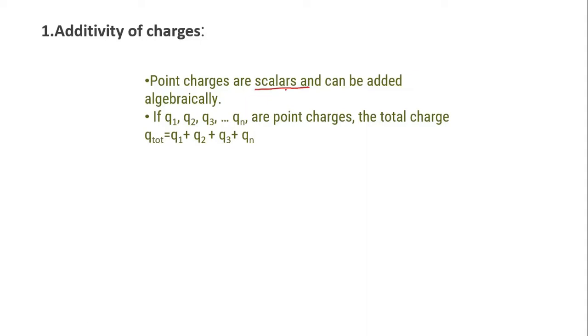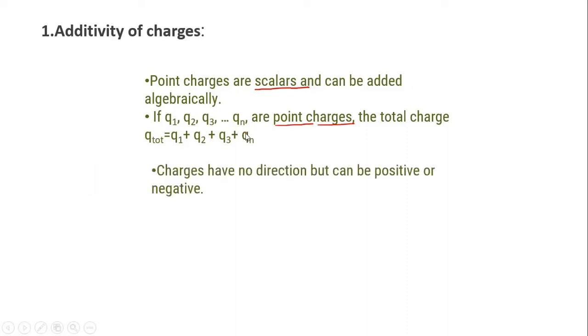That means they do not have any direction, only magnitude, and they can be added algebraically. What is meant by added algebraically? If your body has a number of charges Q1, Q2, Q3, which are point charges, and we will always be referring to point charges because their dimensions are very small or negligible, then the total charge on the body will become Q1 plus Q2 plus Q3 plus up to Qn. Charges have no direction but can be positive or negative.